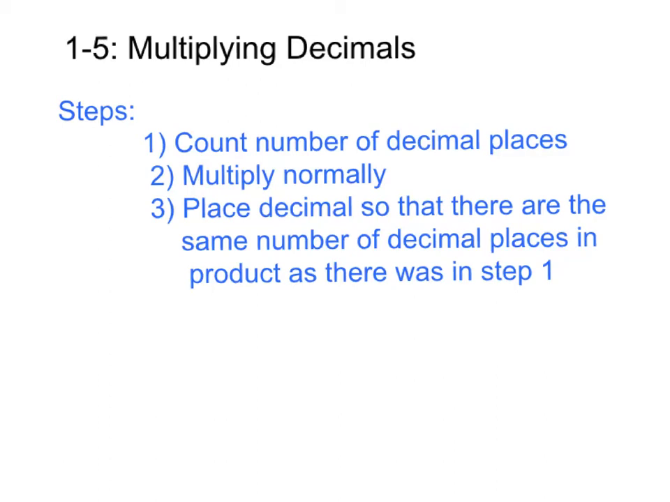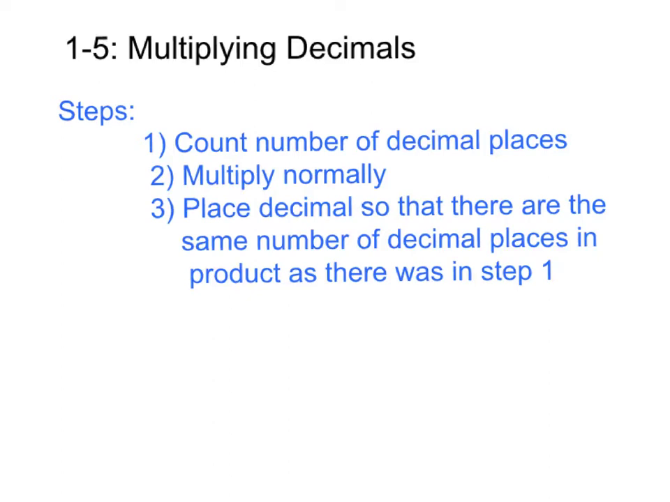In this movie, we're going to review how to multiply decimals. The basic step is, first of all, you want to always count the number of decimal places. You're going to multiply normally, and then count the decimal spaces of the product, so that the number of decimal places in the product is the same as what you counted originally.